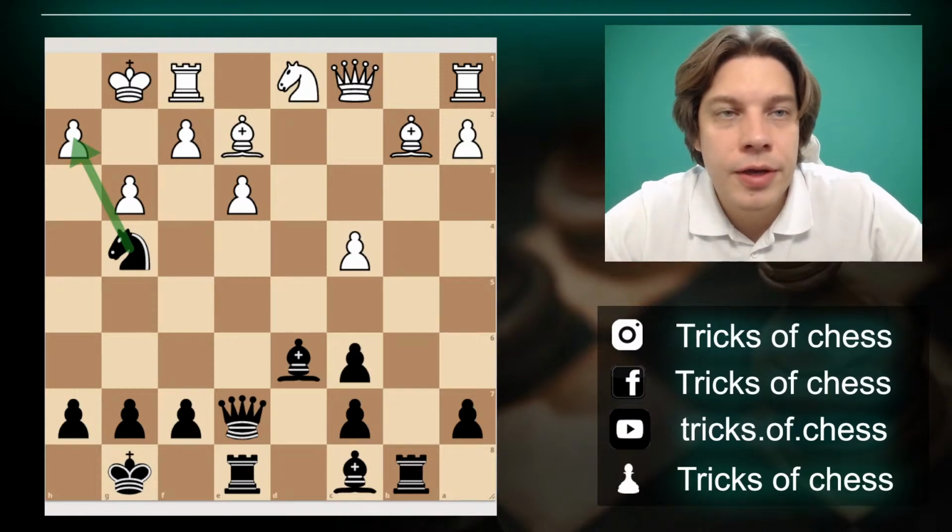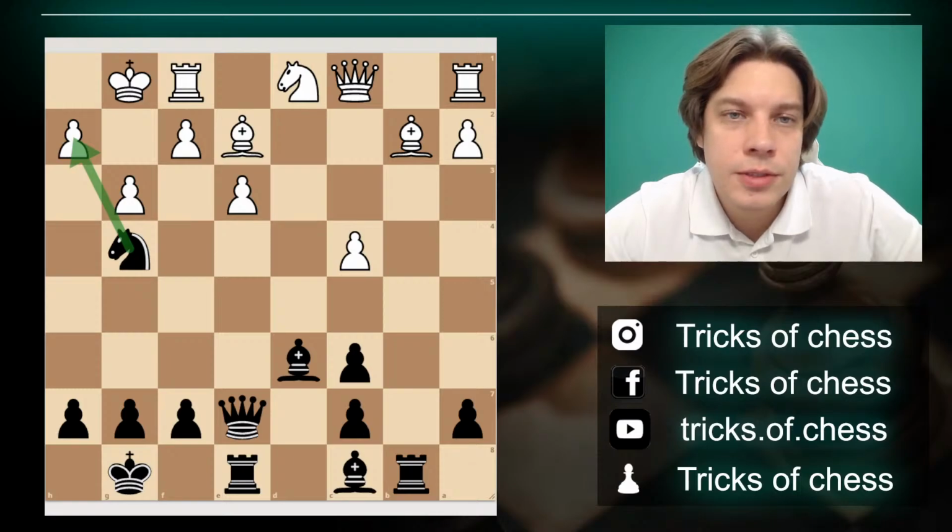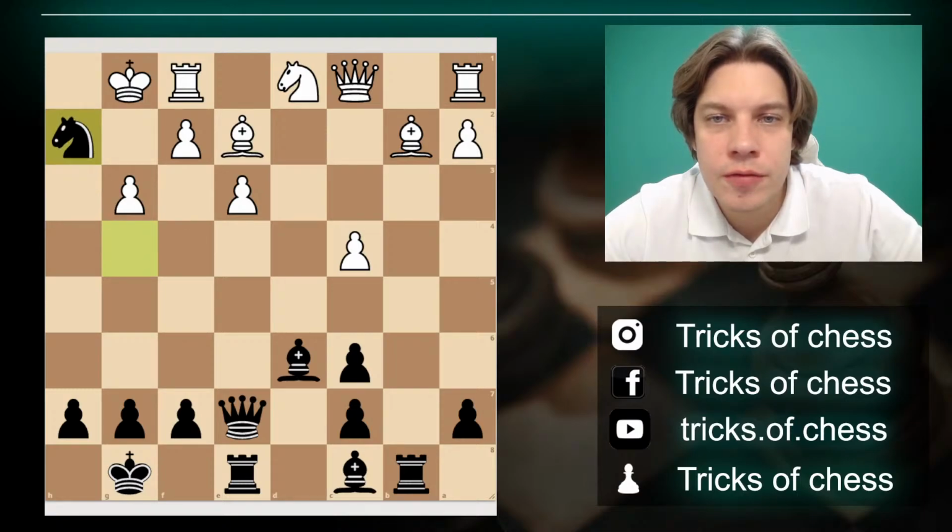Okay, queen c3. I don't believe queen c3 makes much sense. e4, I don't know. Okay, let's say knight h2, queen c3. At least this move makes sense.